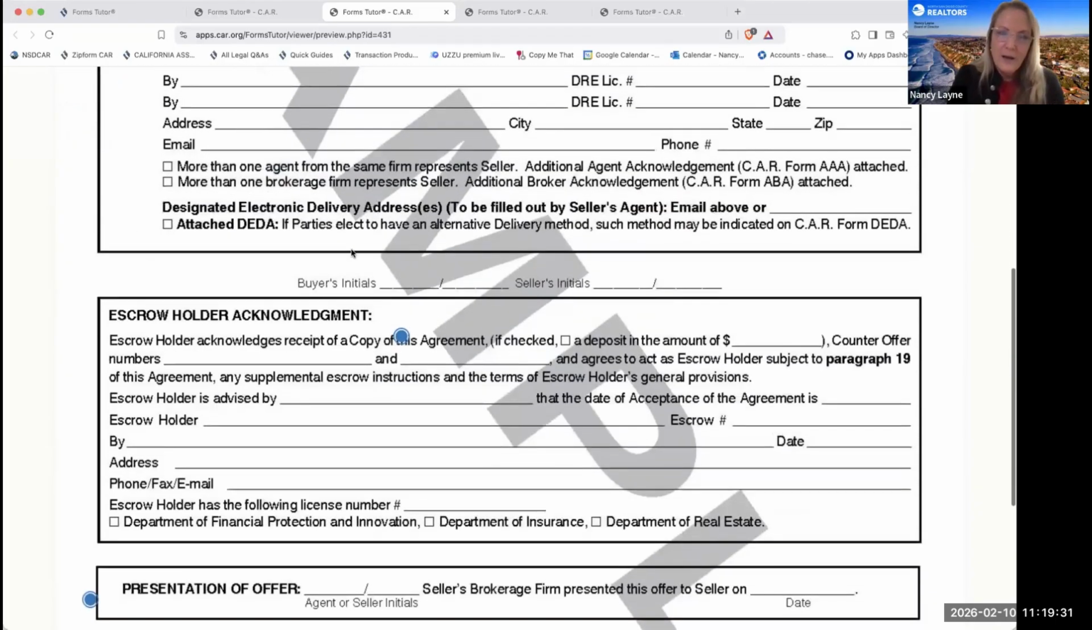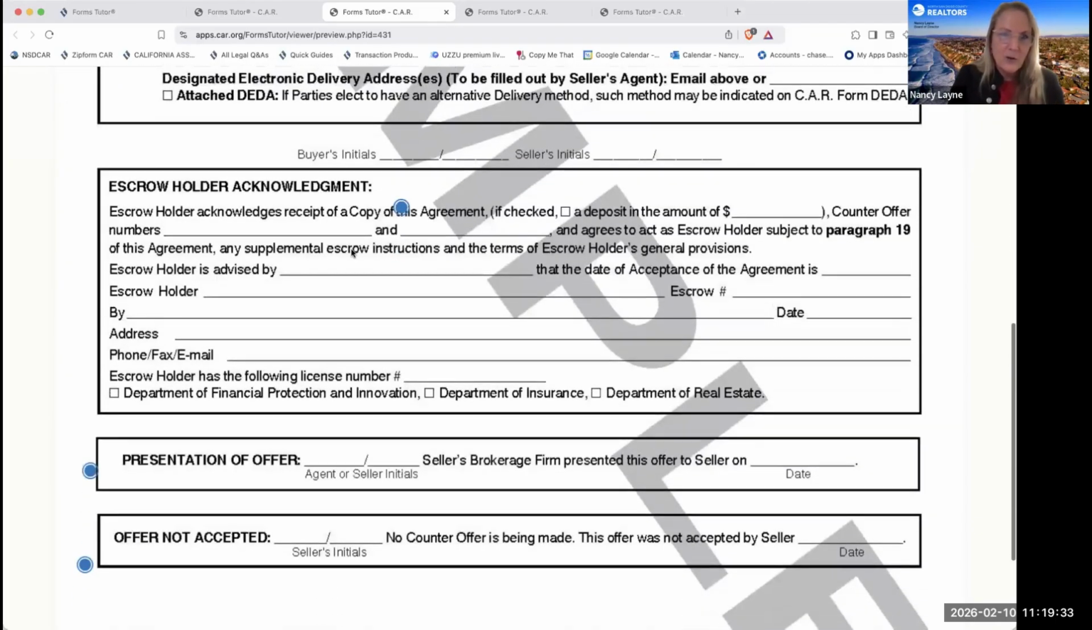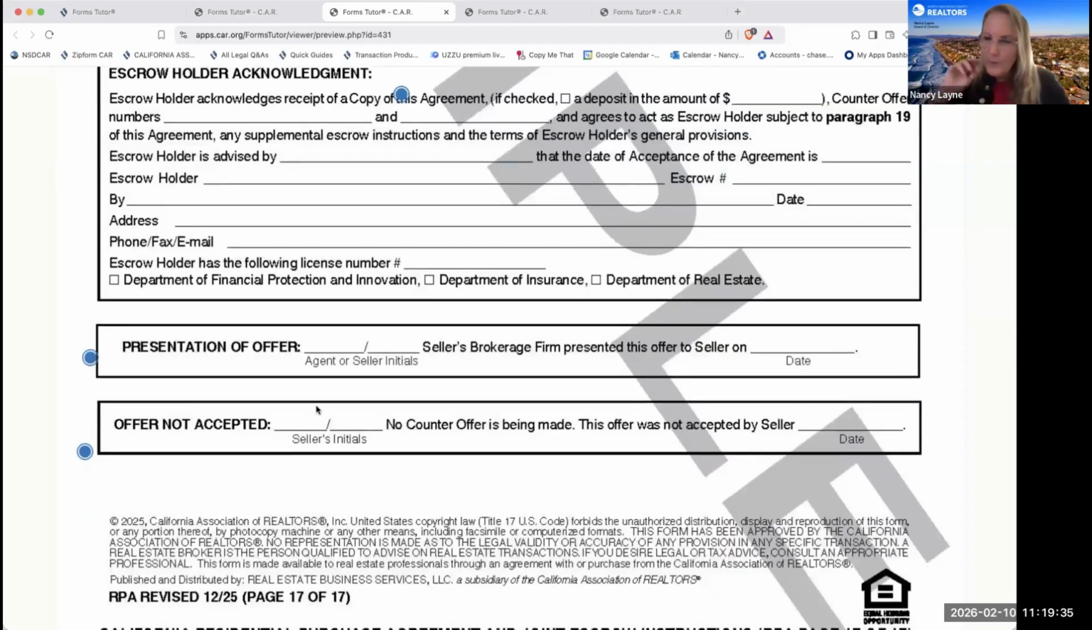Okay, so obviously from here on out, it's escrow holder acknowledgements. Here's the other thing where people are having real issues with not understanding, which is the presentation of the offer, the seller's brokerage firm presented this offer on X date. This is all you can ask for. So if you don't think that Agent Aaron is presenting your offer, you can ask him to give you this form signed. That's all you can ask for.